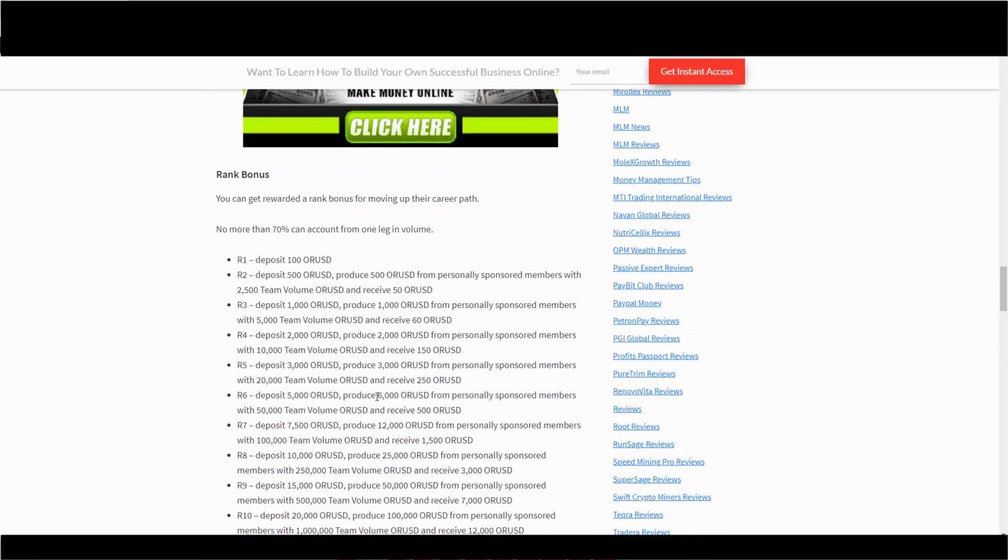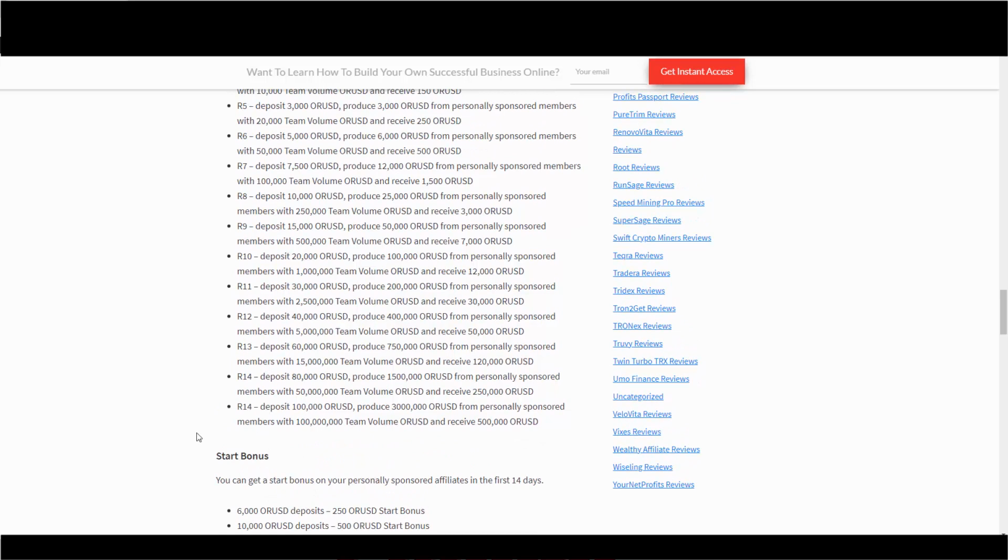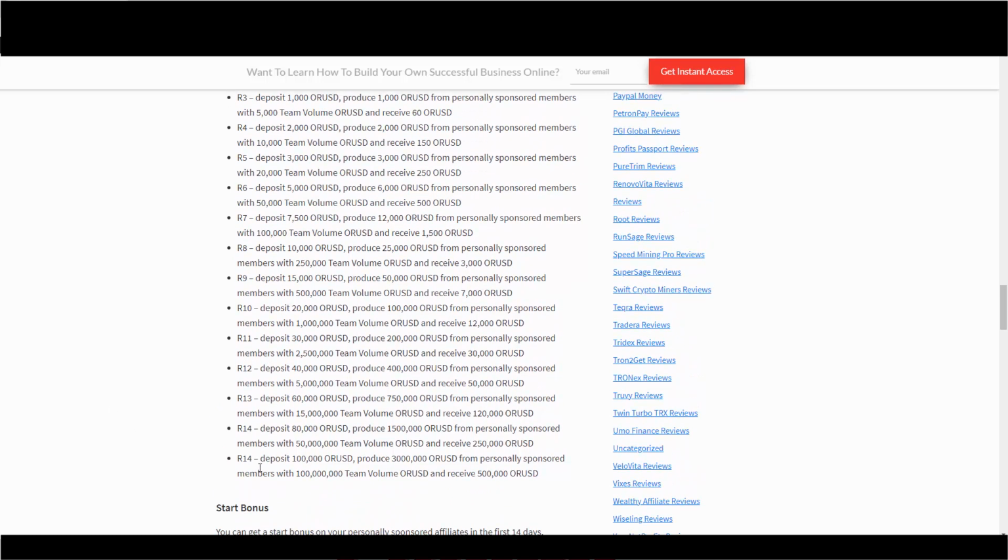You can be rewarded once you start actually building a team, and you have to hit certain criteria in order for you to advance in rank. And no more than 70% of the volume can come through one leg. So R1, for example, is you just deposit 100 ORUSD. There's no perks to that. But the top package here, when it comes to investing, actually, this is a typo.